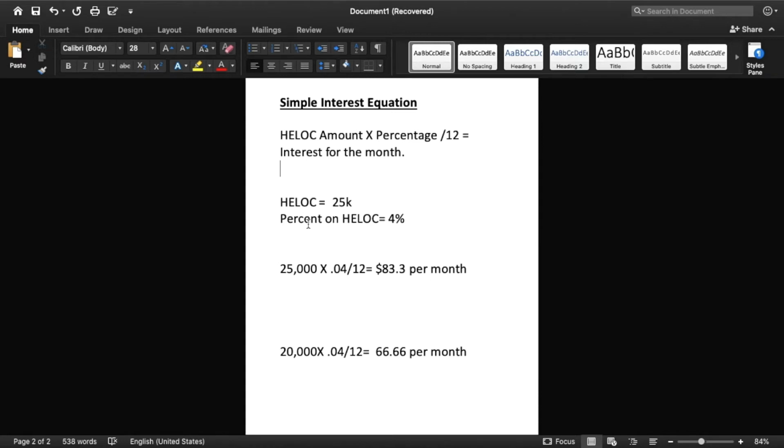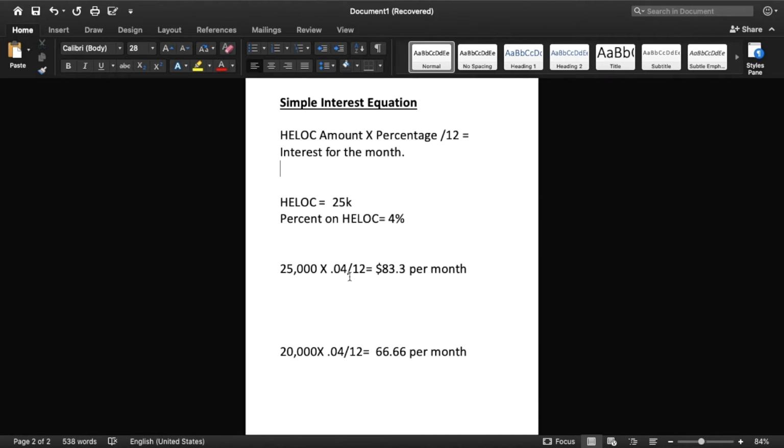So we're going to say that we have a HELOC that is $25,000, and we'll say that the percentage on a HELOC is 4%. So for equation one, we're going to times 25,000 times 0.04, because that equals 4%. We'll divide that by 12, and we'll get $83.30 per month. And that's if we use the whole HELOC and we did not dump our income into the HELOC. That's just to say that for the whole month we borrowed $25,000 and we never replenished.